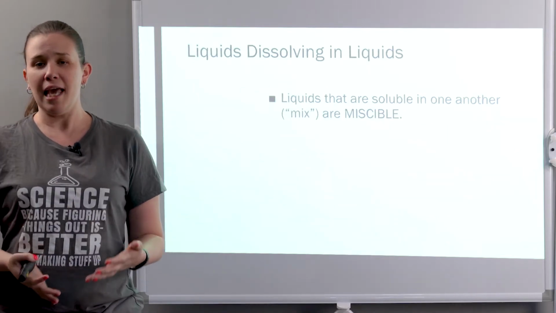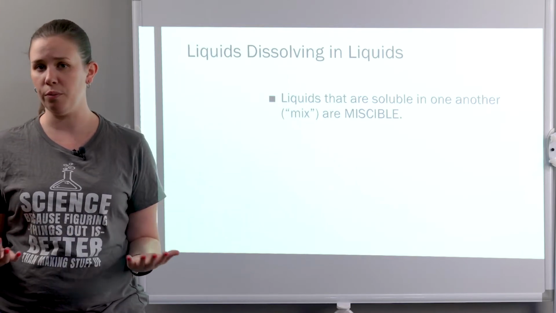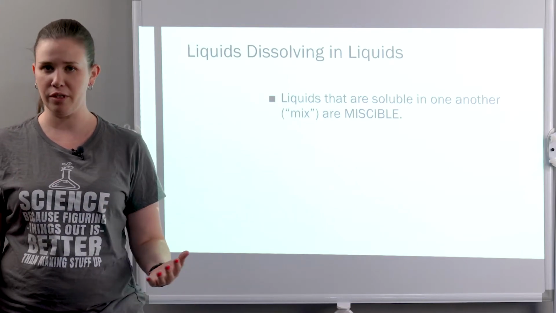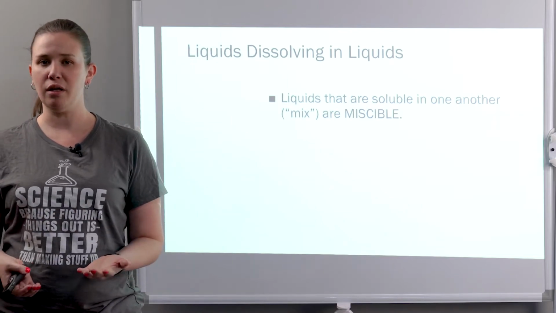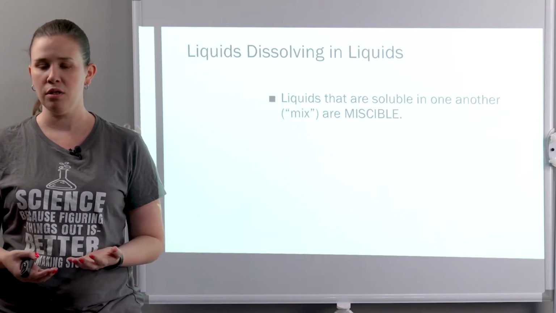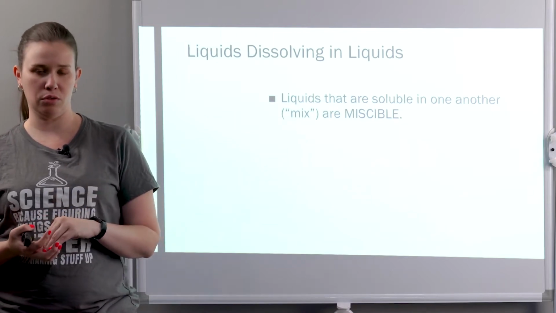So what things can dissolve what other things? You may have heard that oil and water don't mix. It's a very famous example of things that will not mix. But lots of things mix in water. We can make a lot of different aqueous solutions. So what is it that determines if something will mix with another substance or not?